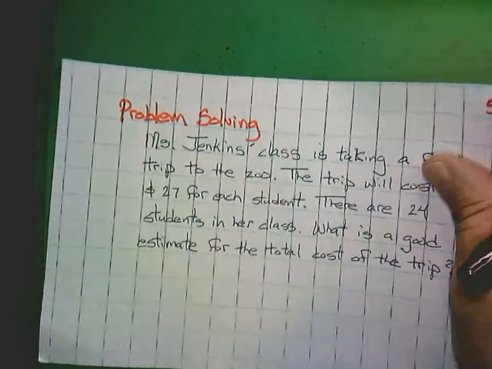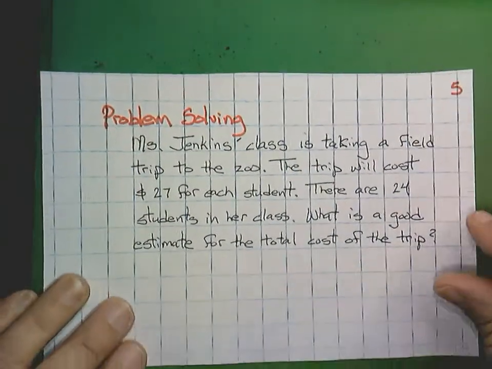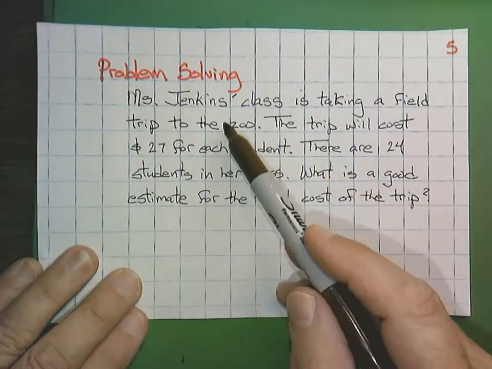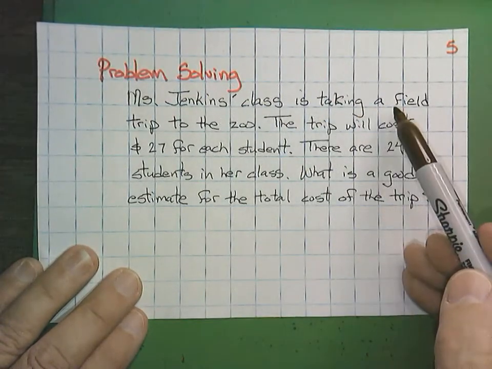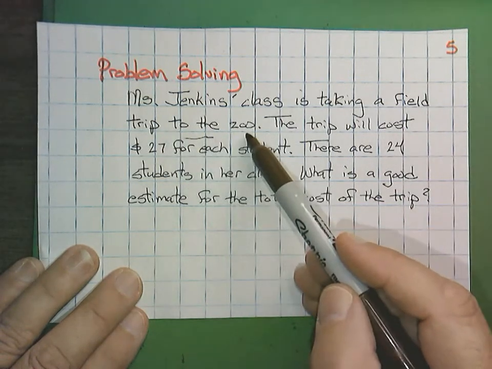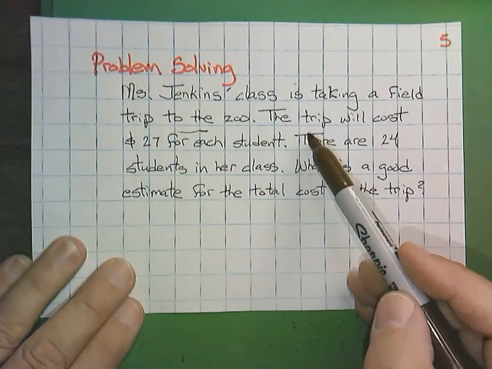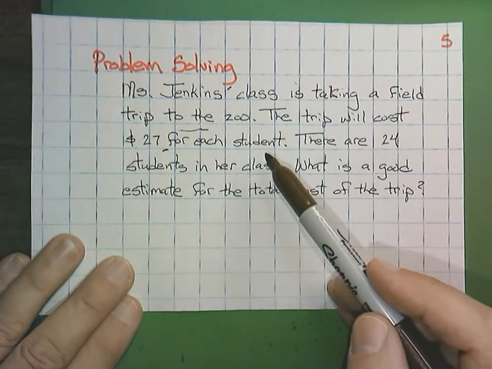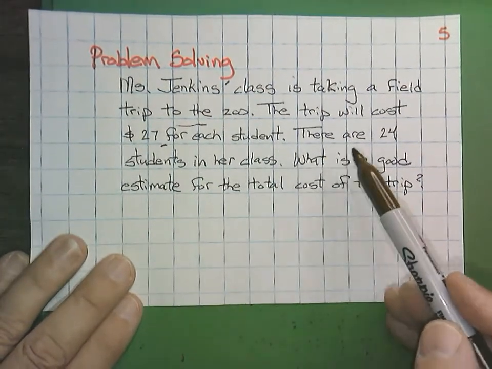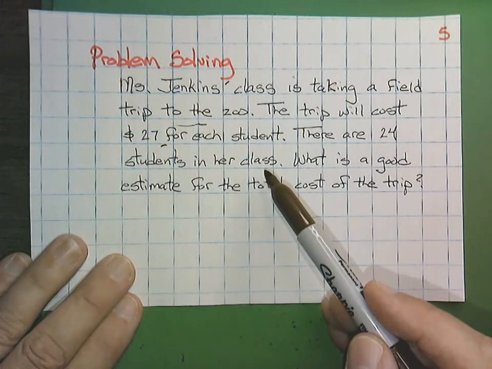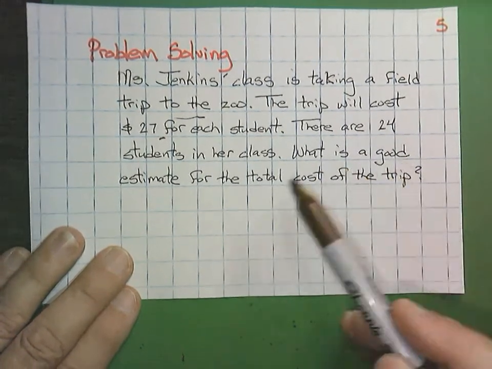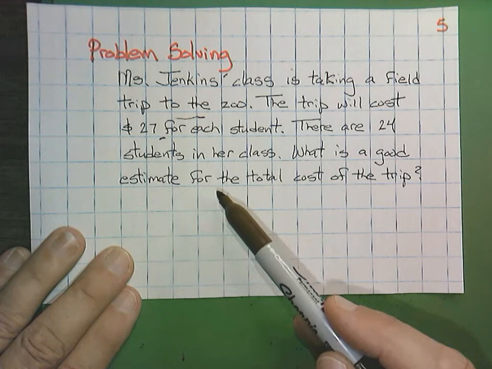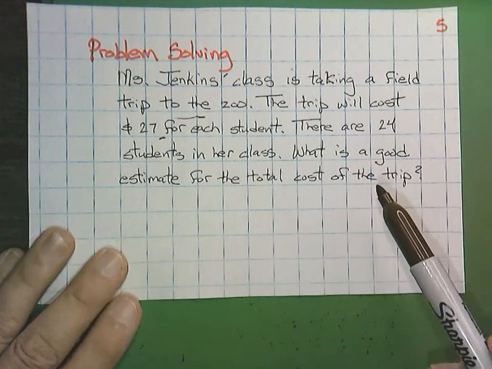And finally, let's do a word problem. Miss Jenkins' class is taking a field trip to the zoo. The trip will cost $27 for each student. There are 24 students in her class. What is a good estimate for the total cost of the trip? Well, that's nice. This just tells it right out.